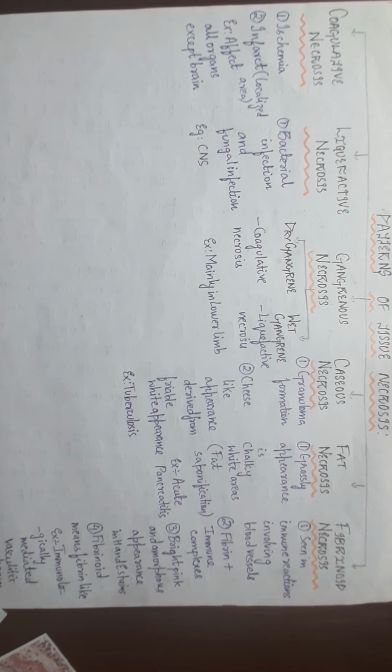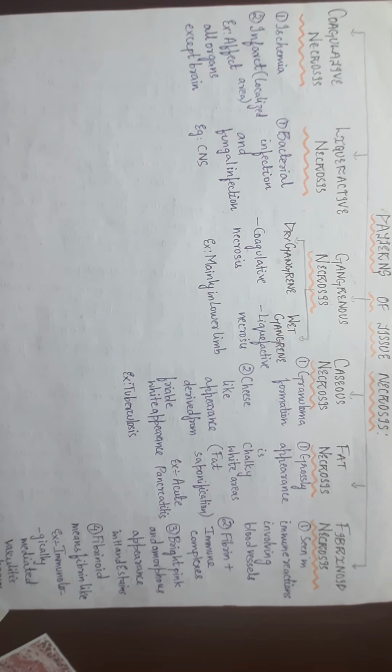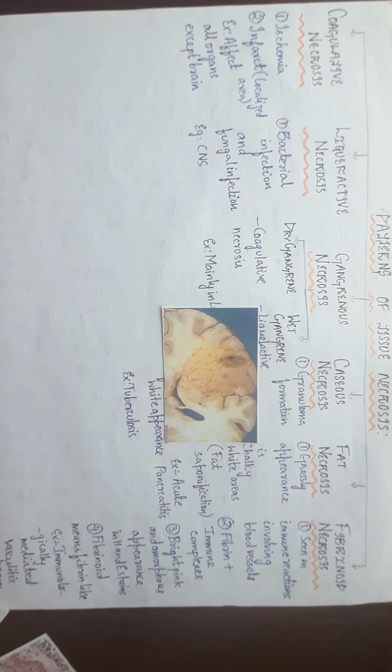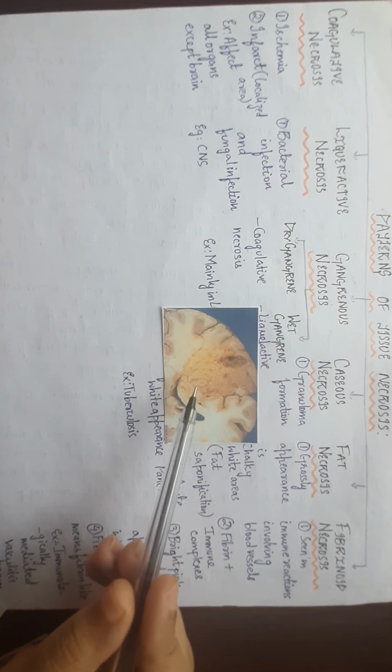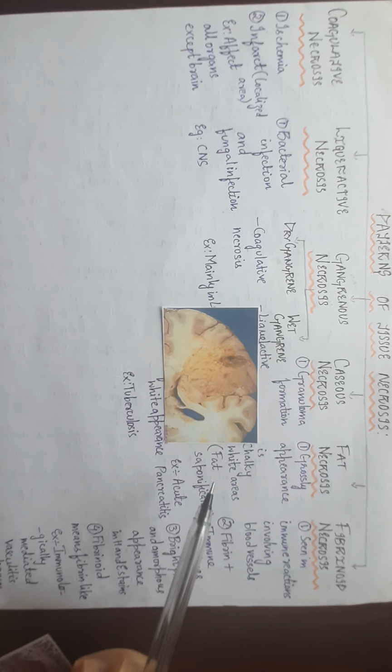Next is liquefactive necrosis. In this, what happens? Bacterial infection and fungal infection take place, leading to liquefactive necrosis, and it mainly occurs in the central nervous system. There will be a liquid viscous mass forming in this necrosis. You can see in this image, liquefactive necrosis is taking place.